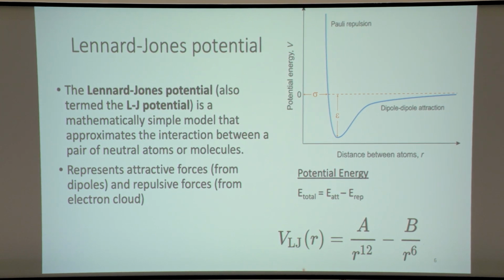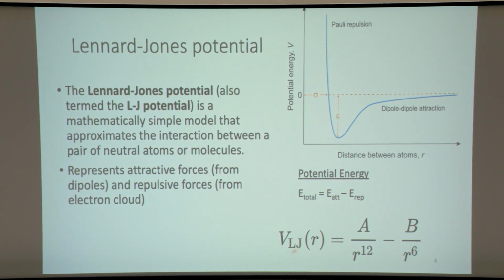And then V_LJ is the potential energy based on the Lennard-Jones potential, based on the distance between the molecules: some parameter A divided by R to the 12, R being the distance between the two molecules, minus B over R to the 6. And this B over R^6 represents the attractive force, and A over R^12 represents the repulsive forces. The minimum in this energy system is what we call the potential well depth of the system.